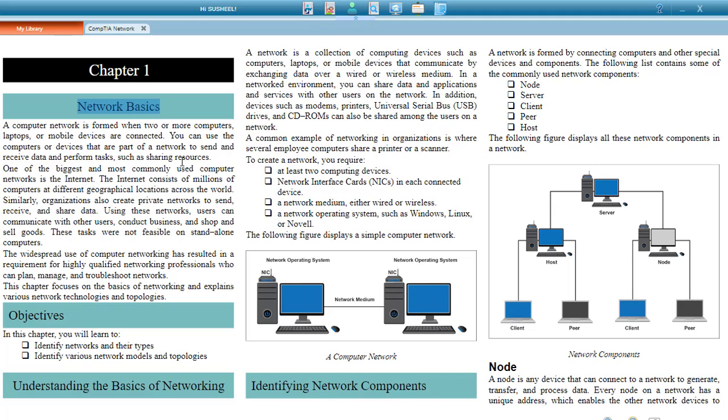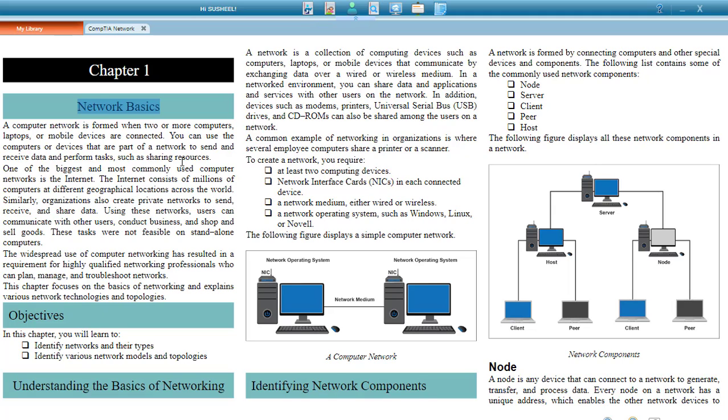The widespread use of computer networking has resulted in a requirement for highly qualified networking professionals who can plan, manage, and troubleshoot networks. This chapter focuses on the basics of networking and explains various network technologies and topologies. Objectives: in this chapter, you will learn to identify networks and their types, identify various network models and topologies, and understand the basics of networking.